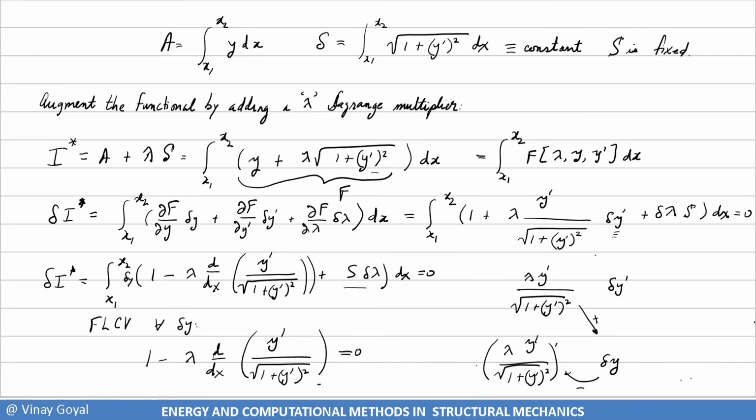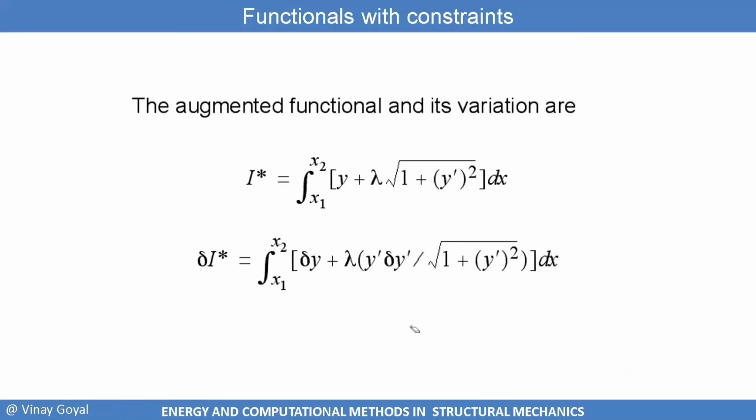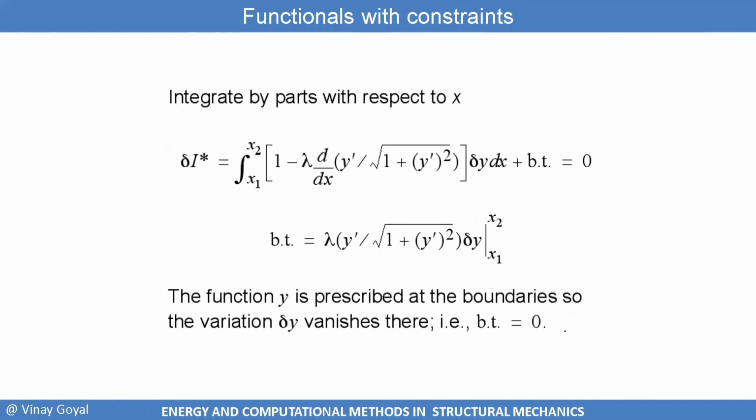So that's the good news, and I want to show you what happens now. So this is my Euler-Lagrange equation, and some interesting things will happen now. So the augmented functional gives us this. I showed you that.